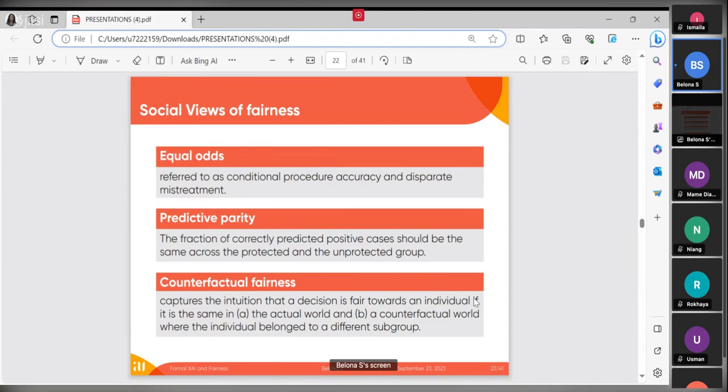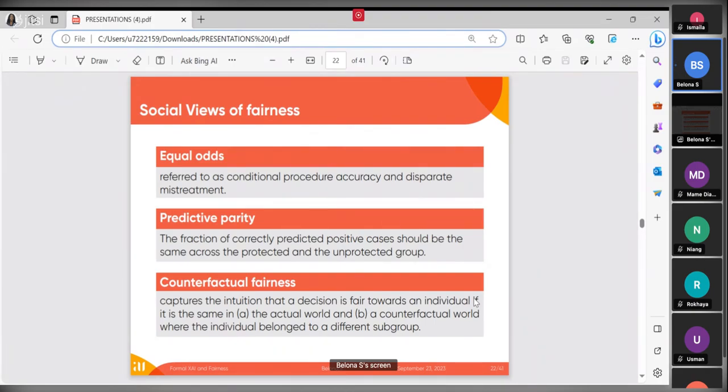In predictive parity, it means that if we are dealing with people from different subgroups in our data set, we just want to make sure that the chance of each subgroup is the same.